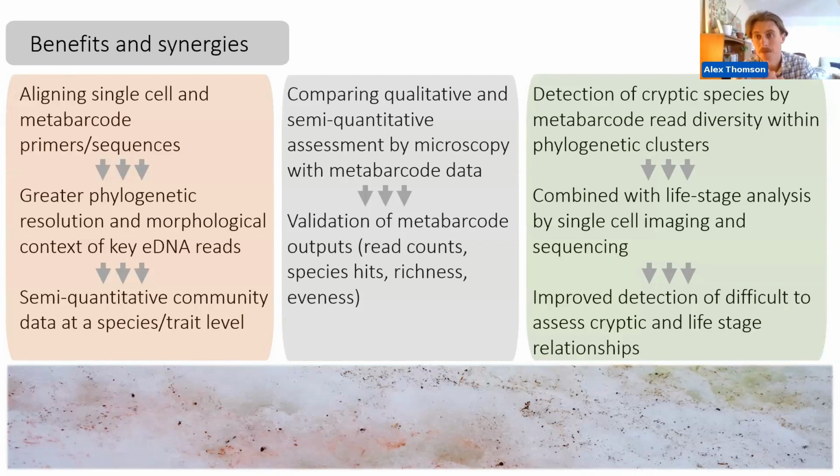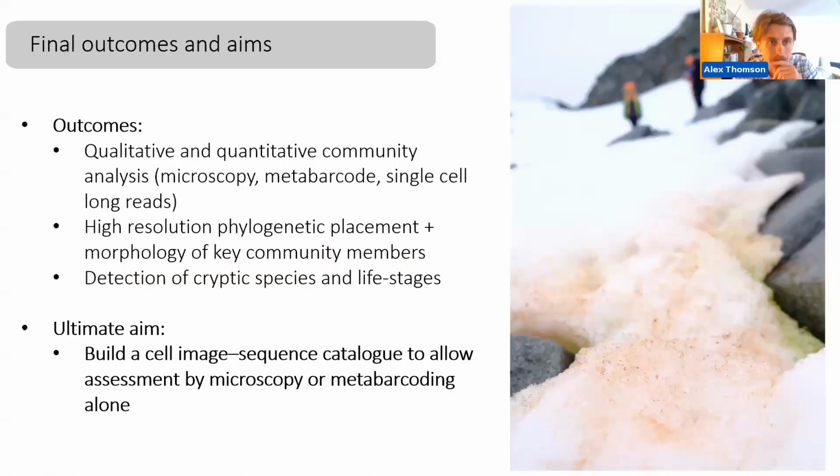And then finally, one of the problems with the microscopy approaches is that a lot of these cryptic species and life stages are very difficult to detect. And again, having metabarcode data and the single cell data then fills in those gaps. So the metabarcode data can give you an indication of whether there is a large amount of hidden cryptic diversity within your community. And the single cell sequencing can give you an idea of whether different morphologies of cells that you're seeing are actually different life stages of one species. So all sorts of really interesting synergies and benefits from combining these approaches.